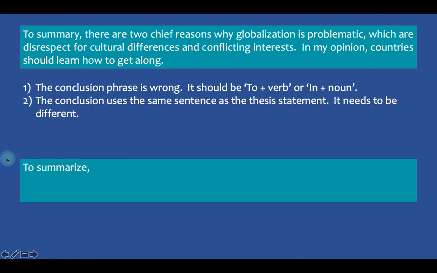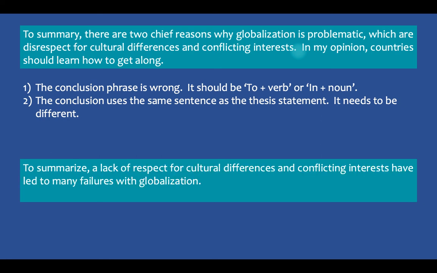The next problem is that the conclusion uses the same sentence as the thesis statement. It was starting from here, there are two chief reasons, all the way to conflicting interests. This was exactly the same sentence as the thesis statement, and we can't do this. It needs to be different. So here, I'm writing it differently. I'm putting the two subtopics at the beginning. To summarize, a lack of respect for cultural differences and conflicting interests have led to many failures with globalization.